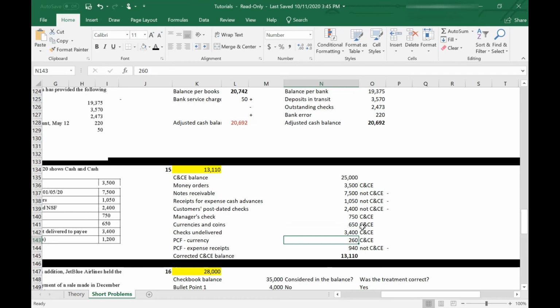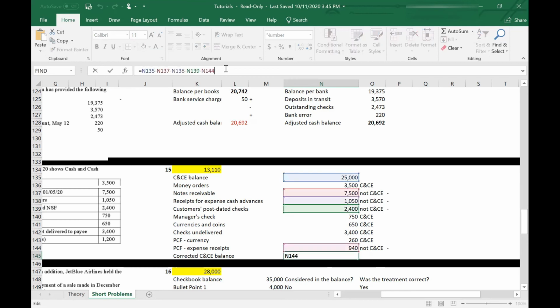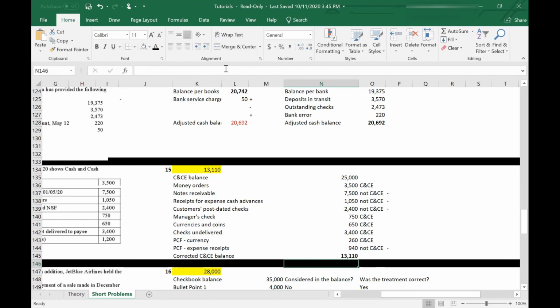But for your PCF, there is an expense receipt of 940. It was included in the 25,000, but that is an expense, you have already spent it. So you should deduct it, it should not be included. So we deduct it from your 25,000 balance. For us to arrive at the correct answer, it's just 25,000 minus 75 minus 1,050 minus 24 plus 940 pesos. Anyway, if this was a bit fast, you can just rewatch the video if you want.